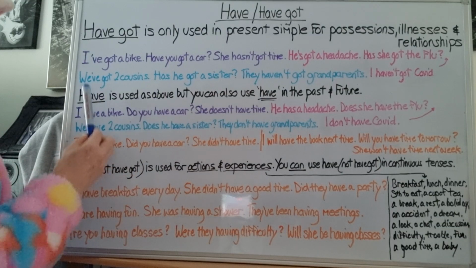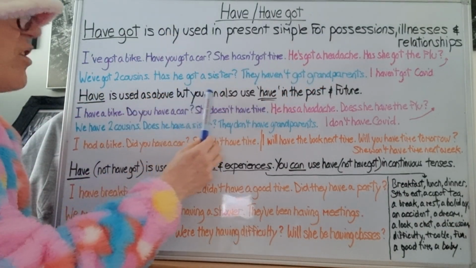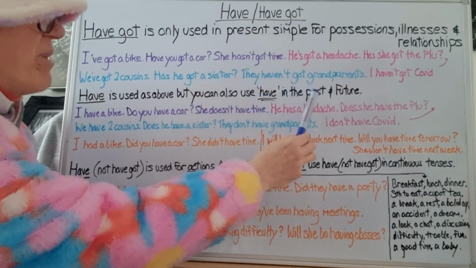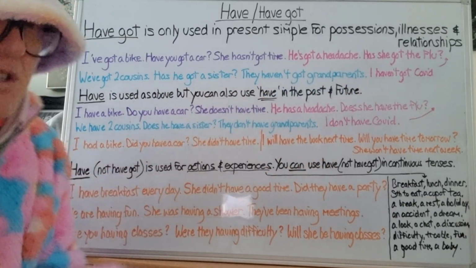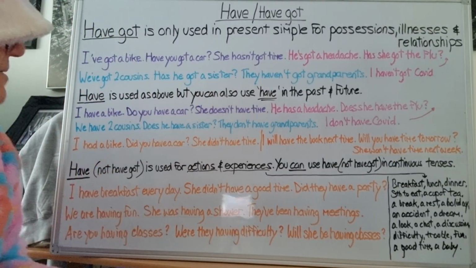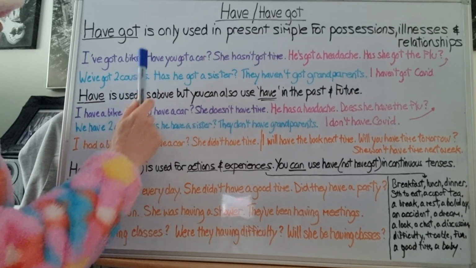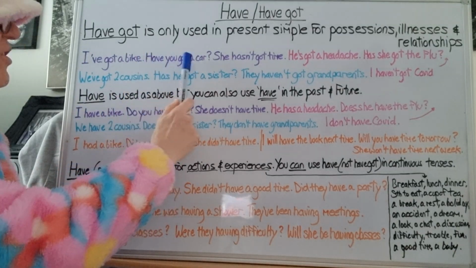Let's look at have. Have is used as above, but you can also use have in the past and future, which means it's already more flexible, and you need that. I have a bike. I've got a bike. I have a bike. Do you have a car? Have you got a car?